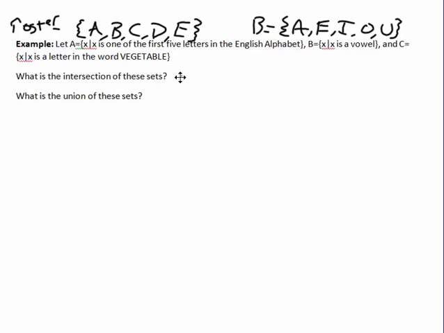So I want to know the intersection of A, the intersection with B, and the intersection with C. So what do they all have in common?